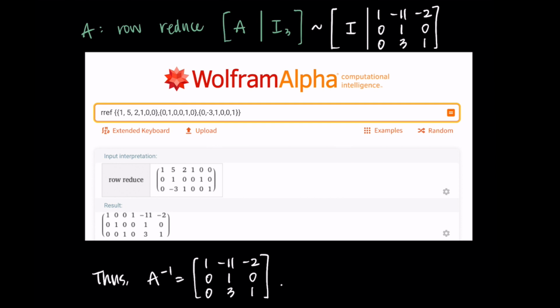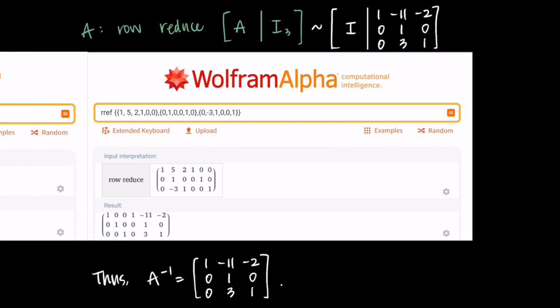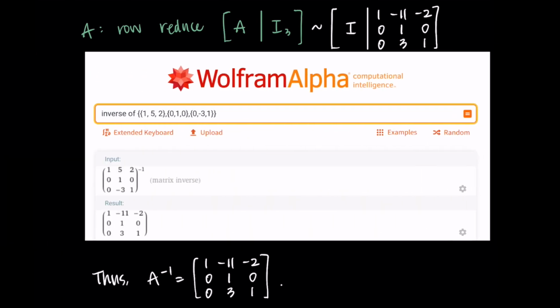Something you can also do if you'd rather not set up the whole row reduction in Wolfram Alpha is just ask it to find you the inverse. So you can say inverse of, and then type in the matrix you want the inverse for, and it will just give you the inverse. But it's nice to know that it's likely doing some row reduction behind the scenes.